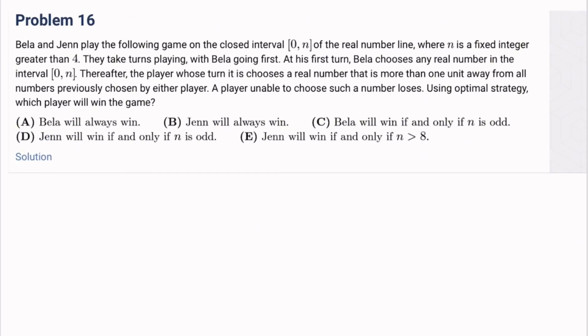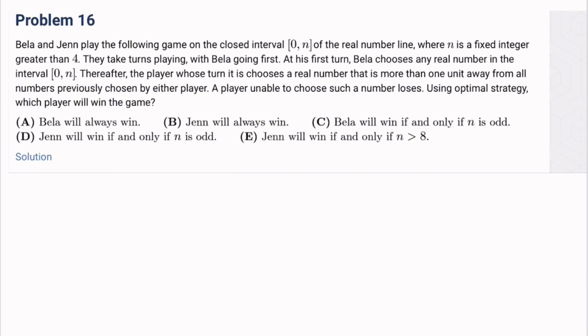Number 16. Bella and Jen play the following game on the closed interval 0, n of the real number line, where n is a fixed integer greater than 4. They take turns playing, with Bella going first. At her first turn, Bella chooses any real number in the interval 0, n. Thereafter, the player whose turn it is chooses a real number that is more than 1 unit away from all numbers previously chosen by either player. A player unable to choose such a number loses. Using optimal strategy, which player will win the game?